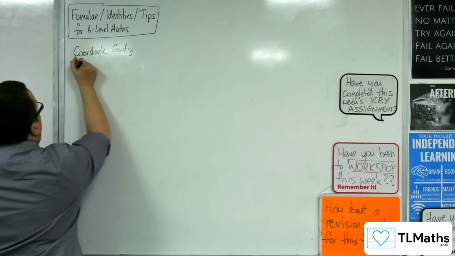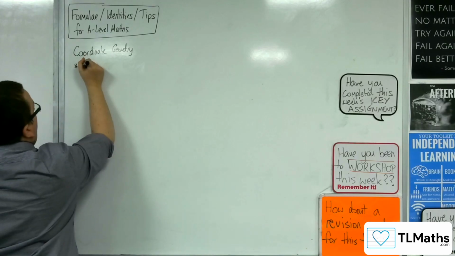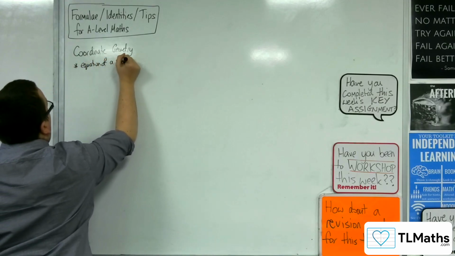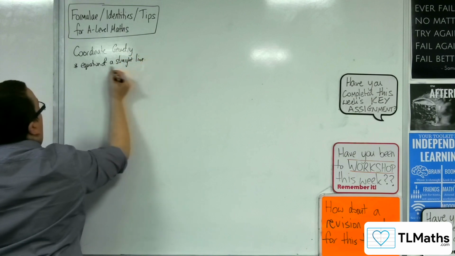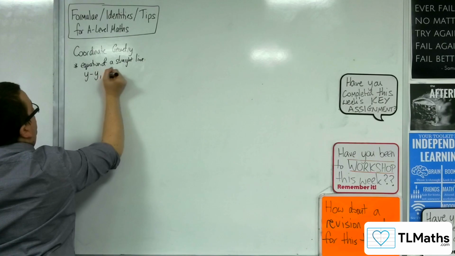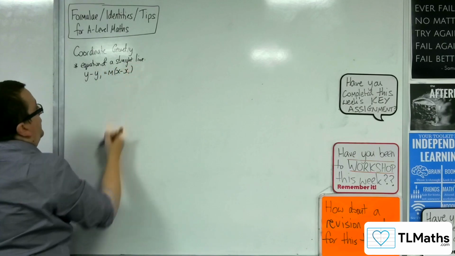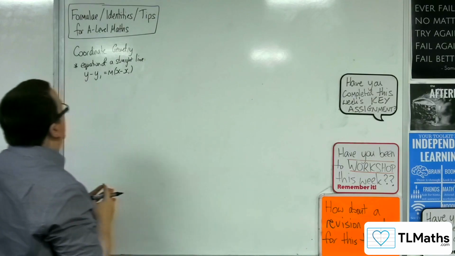So there are two things that I would really keep in mind. First of all is the equation of a straight line. Now you might think, oh, well, that's just y equals mx plus c. But the most useful version is y minus y1 is equal to m(x minus x1). This is really the most useful version of the straight line equation. I use it all the time now.